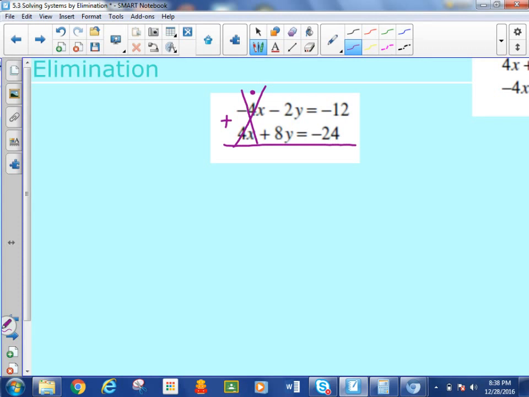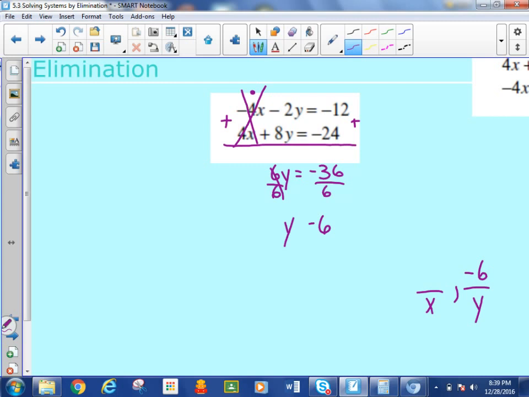So I have a -2 plus a +8. That's going to give me +6y equals -12 and a -24. So we're adding those together. So that gives me -36. Now we'll divide to get y by itself. So we'll divide by 6, divide by 6. 36 divided by 6 is 6. And we had one negative, so it's a -6. So our y in our combination of our xy's is going to be -6.